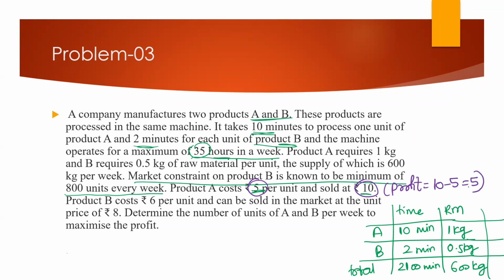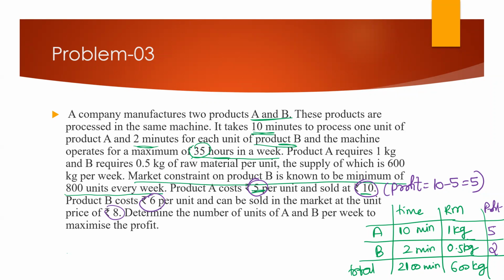Can you understand this? Product A costs you 5 rupees and you are selling for 10 rupees, so the profit on 1 unit of A is 5 rupees. And B costs you 6 rupees and you're selling at 8 rupees. How much profit are you making? 2 rupees. Any doubt, anyone?